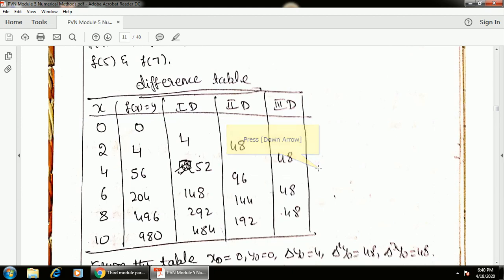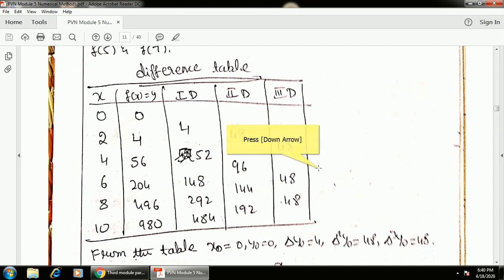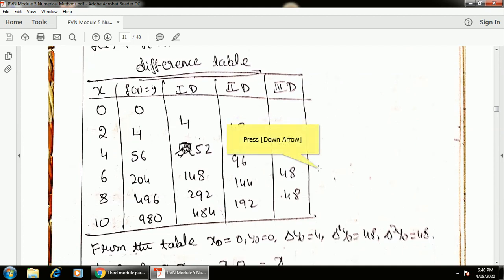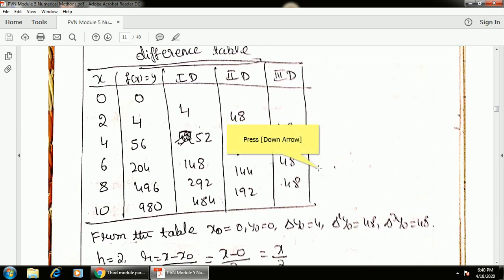Okay, here I use the forward interpolation formula.